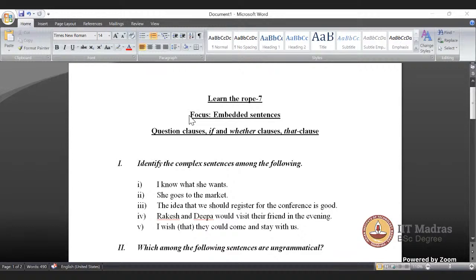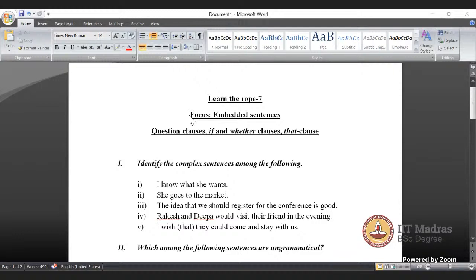Now, if that is the case, look at the fourth one. Rakesh and Deepa would visit their friend in the evening. Is this a complex sentence? This is simple, right? This is not a coordinated sentence, but you have a compound subject here. If I break this sentence open, I will get Rakesh would visit his friend in the evening. Deepa would visit her friend in the evening.